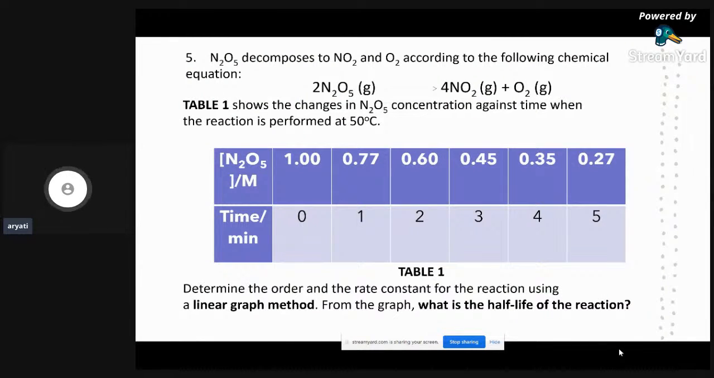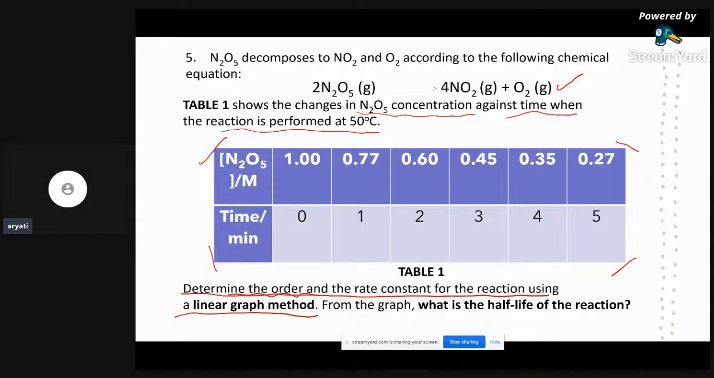N2O5 decomposes to NO2 and oxygen according to the following chemical equation. So the chemical equation is given. Table 1 shows the change in concentration of N2O5 against time when the reaction is performed at 50 degrees. So this is the data given. So we will refer to the question. The question is: determine the order and the rate constant for the reaction by using a linear graph method.